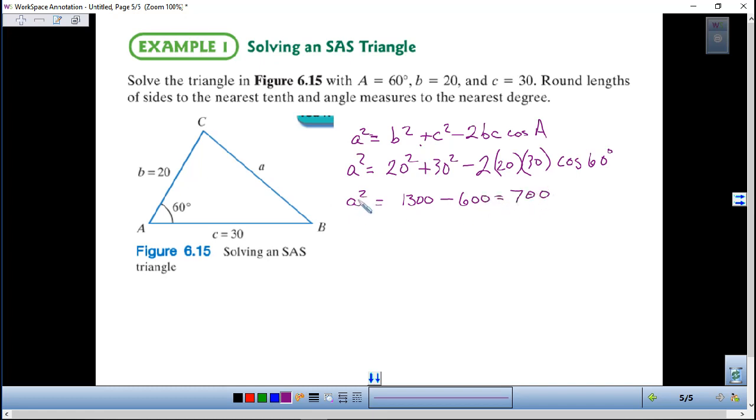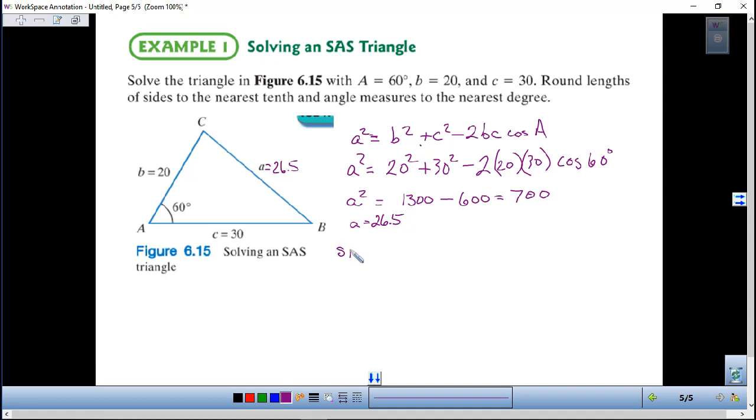Now that's A squared, not A, so we have to take the square root. And when we take the square root of 700, we're going to get 26.5 once we round. So that's this length right here. All right, so at that point, hopefully you can see we now have one of the ratios we need to do the law of sines, and we can transition over to the law of sines now. And when we do, we're going to want to find angle B.